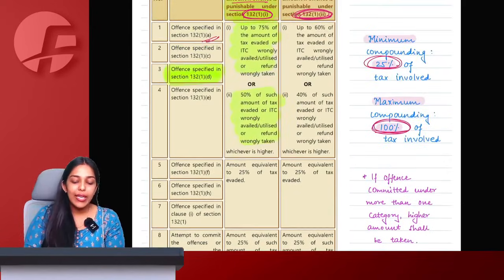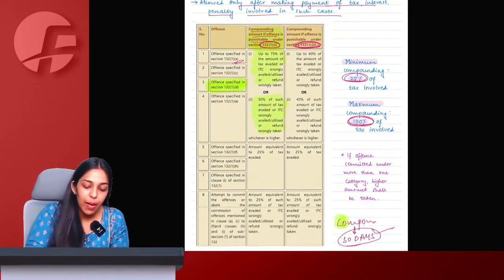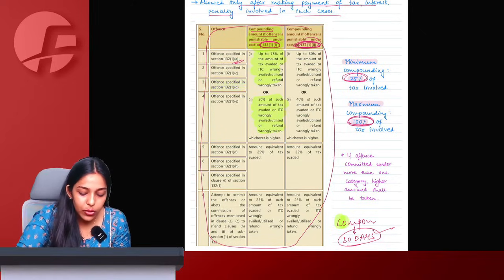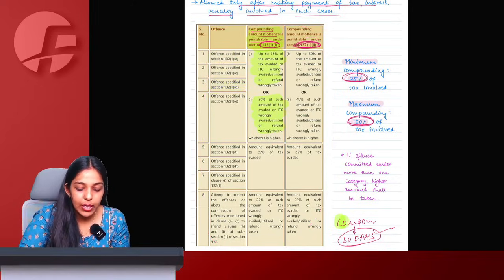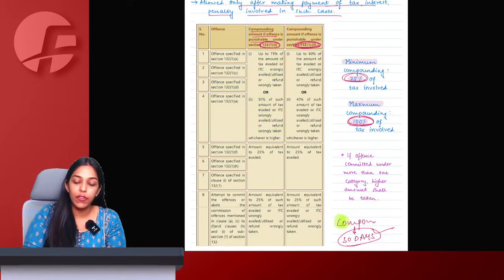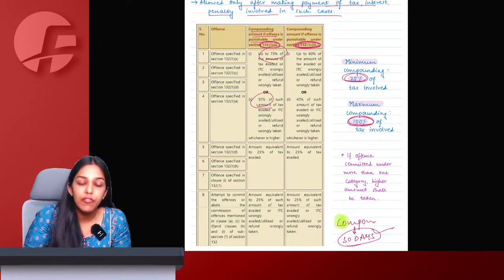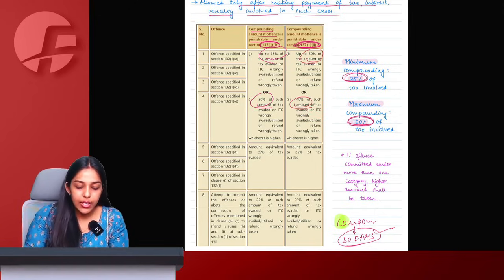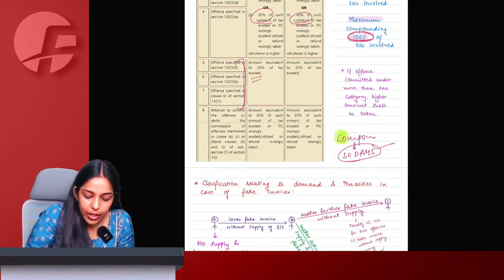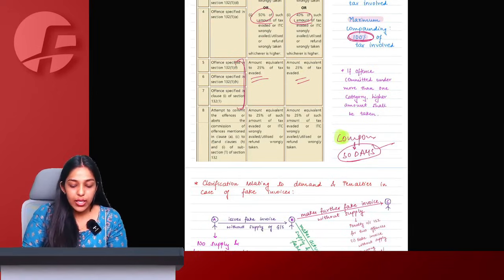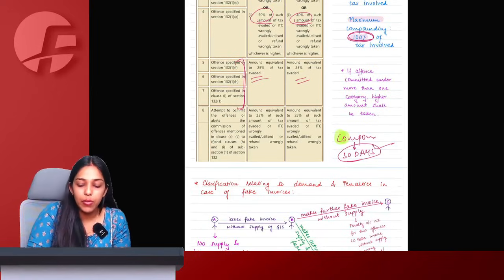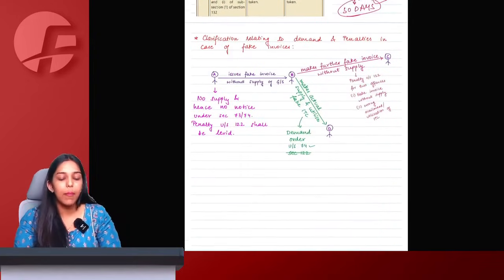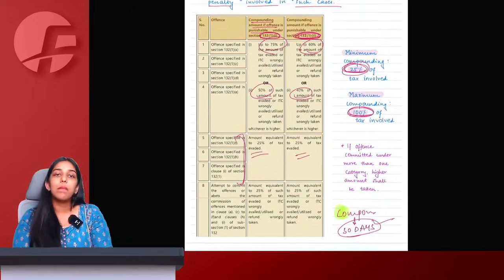So you will have to identify where you are falling, which means, ma'am, we will have to learn this entire table. Yes, there's no option. For that you will have to see which offence you are committing and whether the amount is greater than 5 crore or less than 5 crore. If greater than 5 crore, then 75% and 50%. If it is less than 5 crore, then 60% and 40%. And for these small offences, it is 25% only. So in some situations compounding can be minimum 25%, and in some situations it can go up to maximum 100%. This is how compounding works.